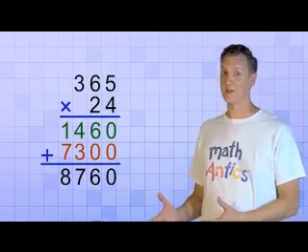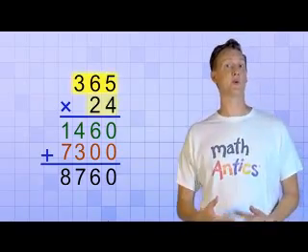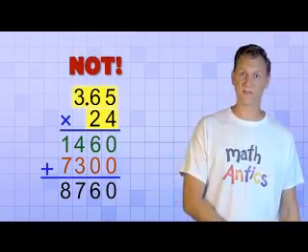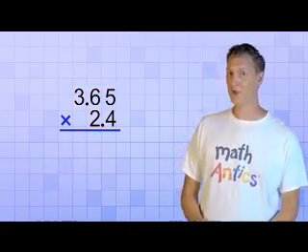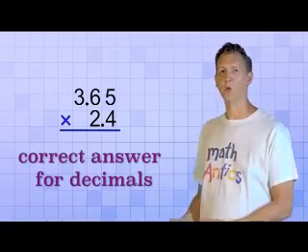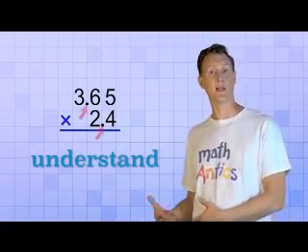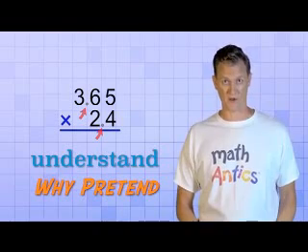All right, the answer to 365 times 24, not 3.65 times 2.4. So it's time to stop pretending. To get the correct answer for the decimal problem, we've got to understand what's going on with those decimal points and why we just pretended they weren't there.